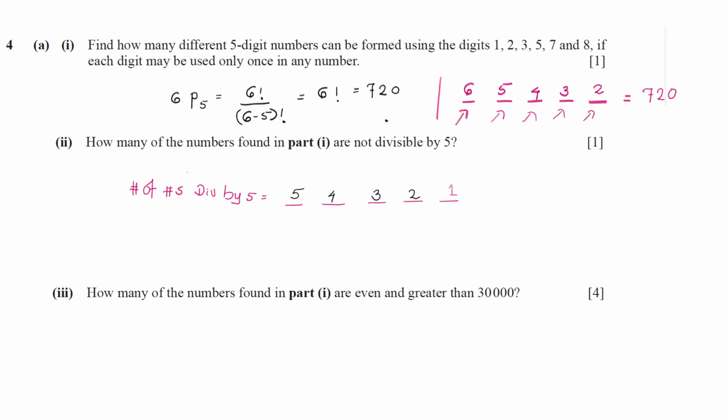So the unit position is filled by 5, one way, and for the other positions there are 5 remaining ones. So 5 ways, 4 ways, 3 ways and 2 ways. All put together, this will give us 120. So out of 720, 120 of them are divisible by 5. And the question asks how many of them are not divisible by 5. It's just simple subtraction: 720 minus 120, 600. Let's go to the third question.